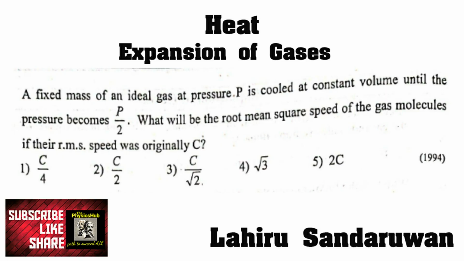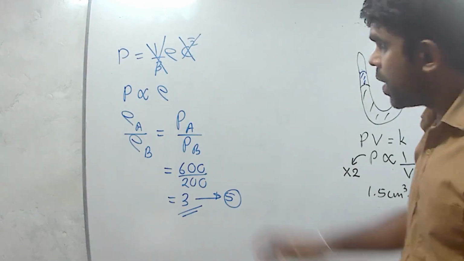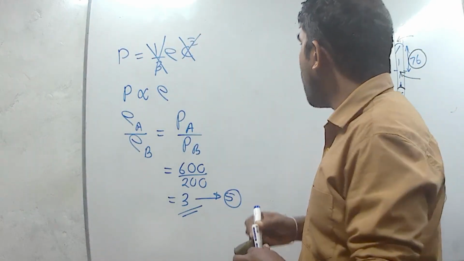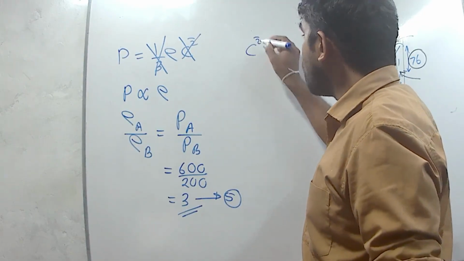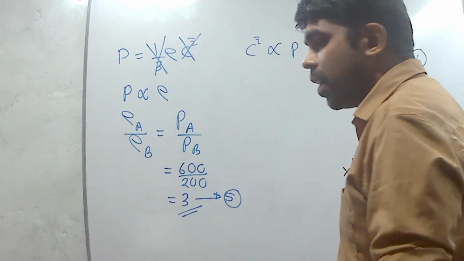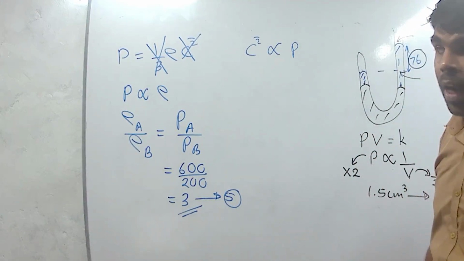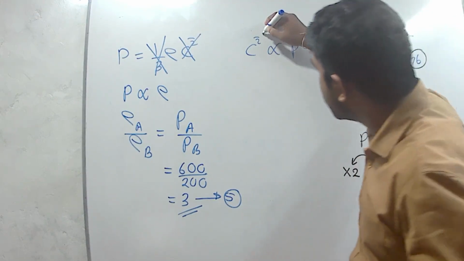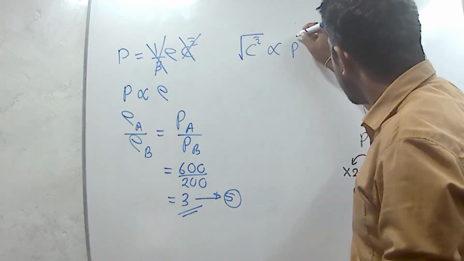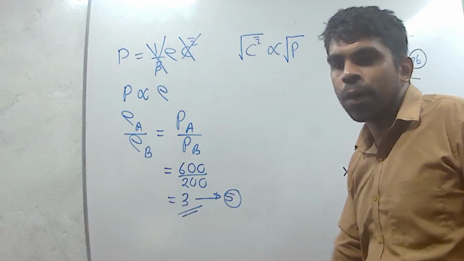The fixed mass of an ideal gas at pressure P is cooled at constant volume until the pressure becomes P/2. What will be the root mean squared speed of the gas molecules if their RMS speed was originally C? We can obtain the same relationship, C square bar directly proportional to pressure. Now they have asked root mean squared velocity. Root mean squared velocity means square root of this one. Then it is directly proportional to the square root of pressure.